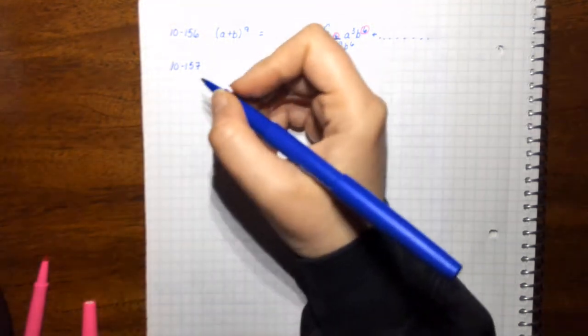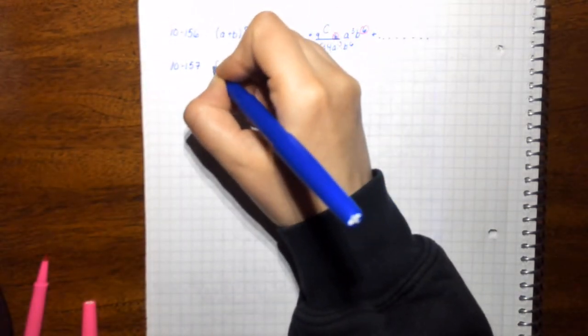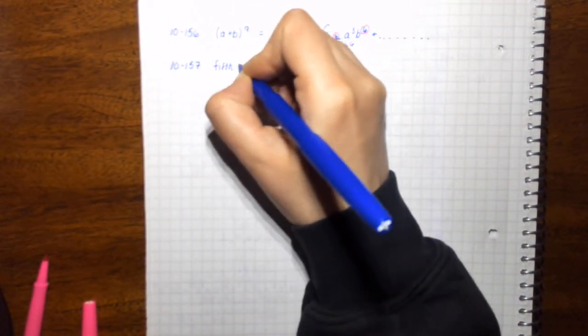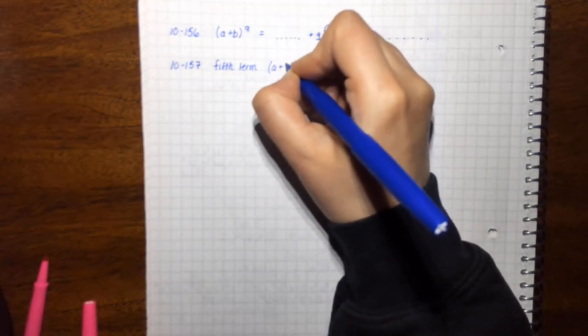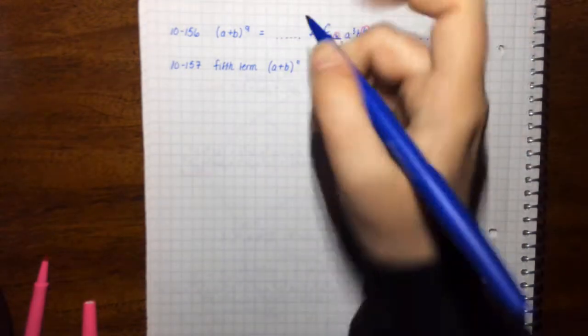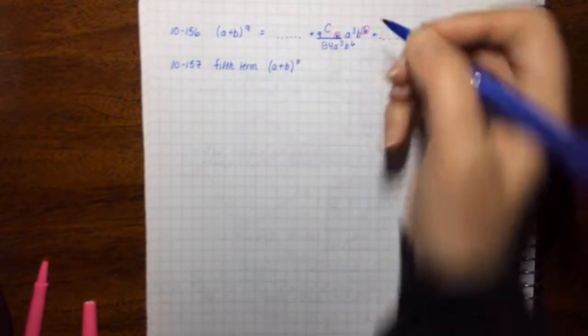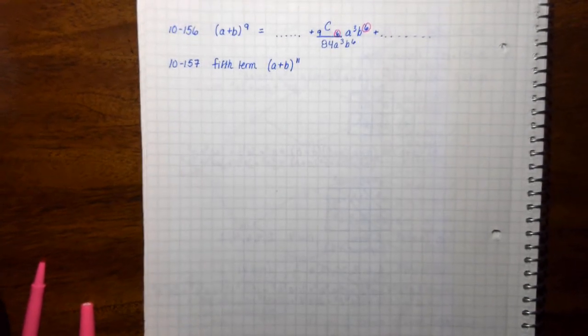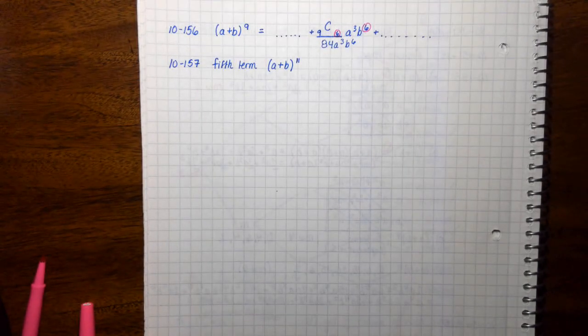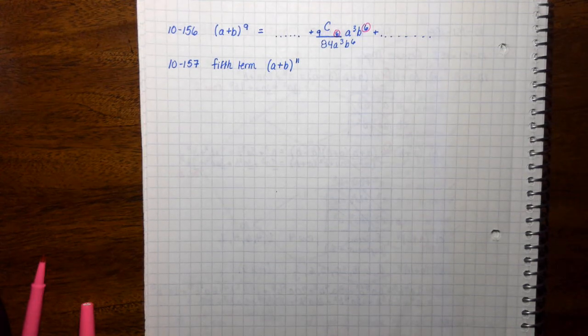Okay, Rebecca needs to write the 5th term in the expansion of a plus b to the 11th. Okay, so notice the book is getting us kind of exponents that are pretty far down there so that we don't want to use Pascal's triangle. Okay, so we have a plus b to the 11th. We want to find the 5th term.